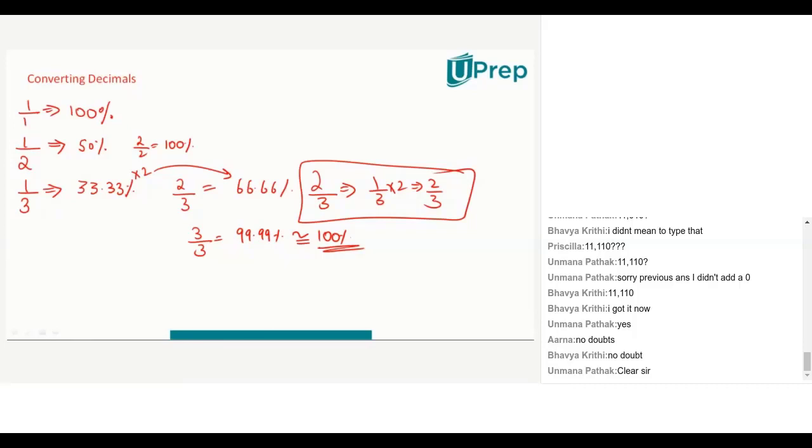How can it not be equal to 100? No, it is not equal. Obviously, how is 99.99 equal to 100? There is a very minute difference. Yes, I'm saying that 3 is completely divisible by 3, right? Correct. So then it should be 100. Okay. Right.